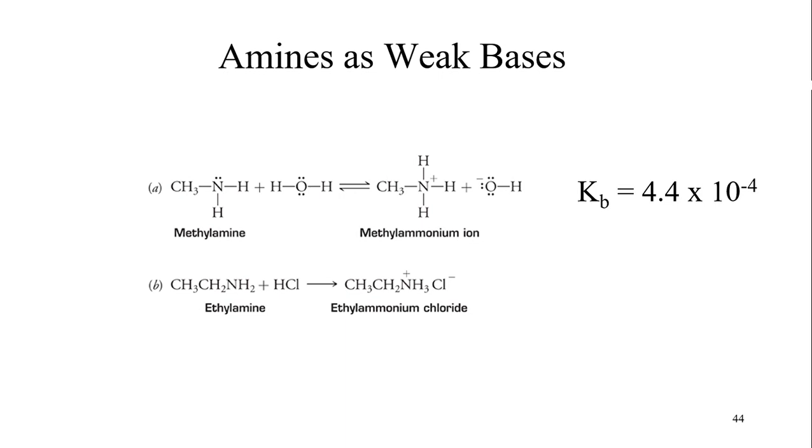It is slightly bigger than the Kb for ammonia, but most of these amines have Kb's in the same range as ammonia does. Notice at the bottom we have a straight-up acid-base reaction, in this case with HCl. And again, the product is a salt of the alkylammonium, in this case ethylammonium and chloride. Once you remove the water, these will typically end up becoming solid salts.